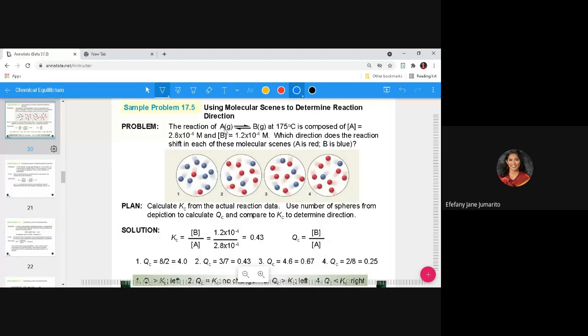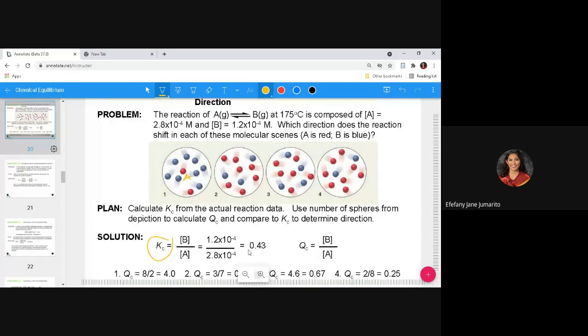Now it says that A is the red. The reactants are in red, then the blue ones are the products. Calculate Kc from the actual reaction data. Then use the number of spheres from the depiction to calculate QC and compare with Kc to determine the direction. Okay, so we have here to find our Kc.